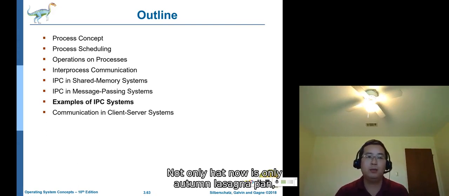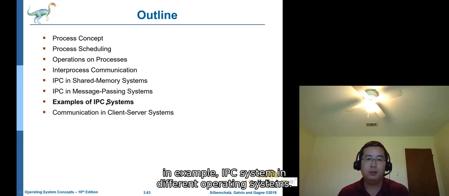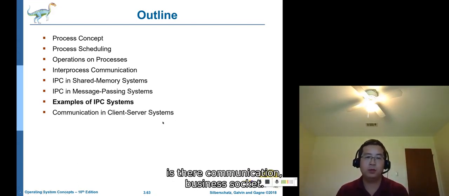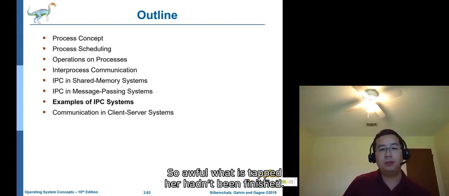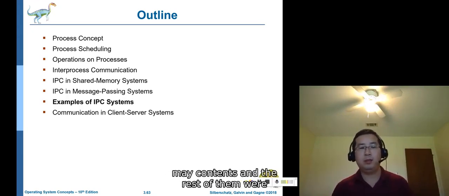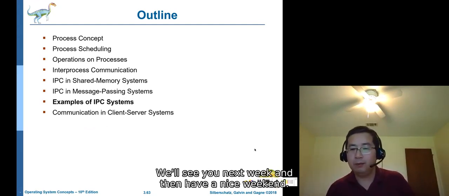Because I think we already covered most of the knowledge part. Now it's only the examples. These are examples of IPC systems in different operating systems, and this one is about distributed system communication based on sockets. So overall, this chapter has been finished in terms of the main contents, and the rest will continue with some examples to enhance your understanding. Okay, we'll see you next week, and have a nice weekend.